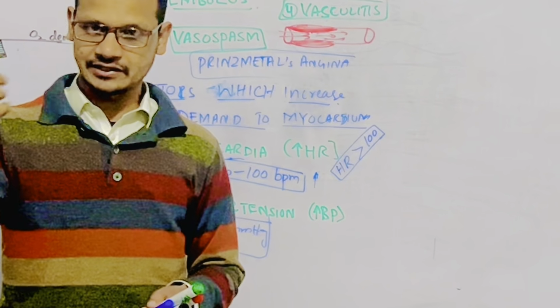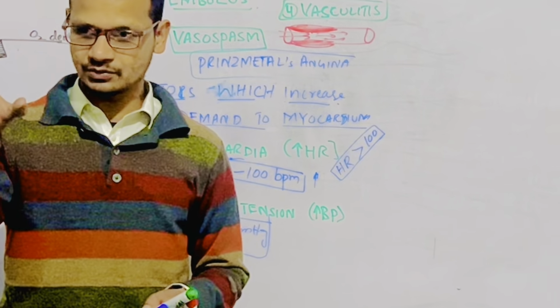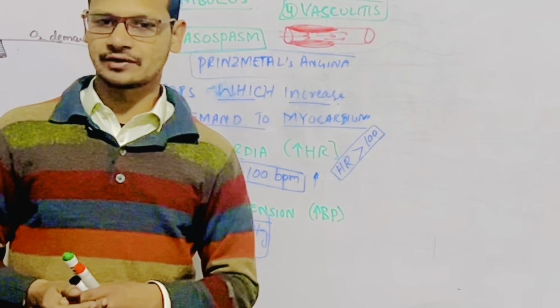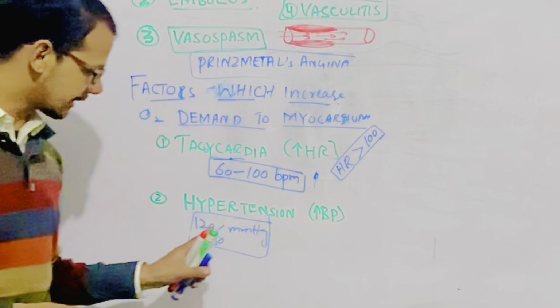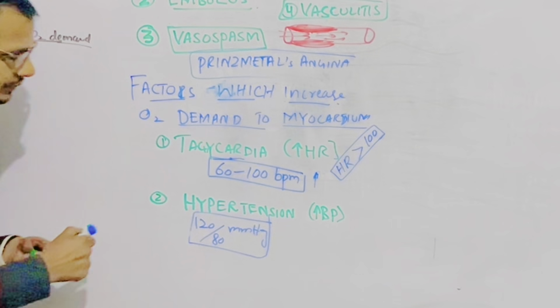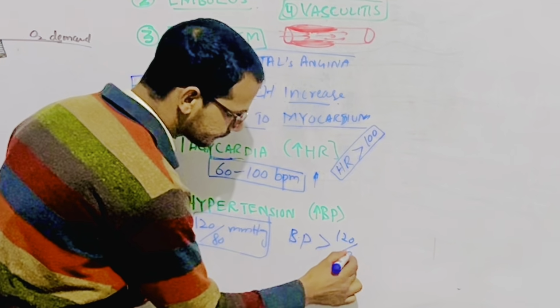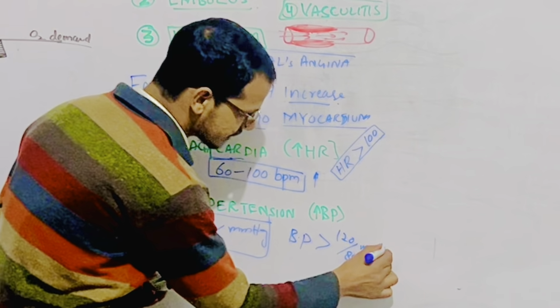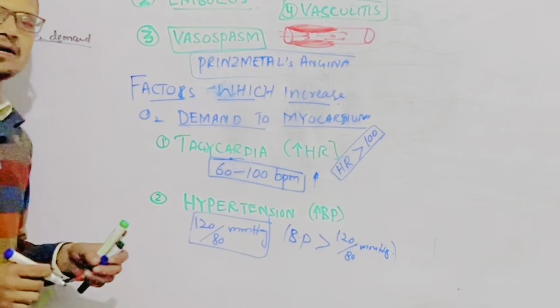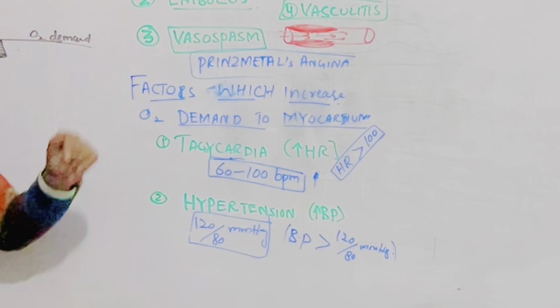When the blood pressure increases, the heart works more, and when the heart works more, it will demand more oxygen from coronary arteries. So this is another factor for ischemic heart disease. If the blood pressure exceeds 120 by 80, it also increases during exercising or during workout, right? So this is another factor for ischemic heart disease.